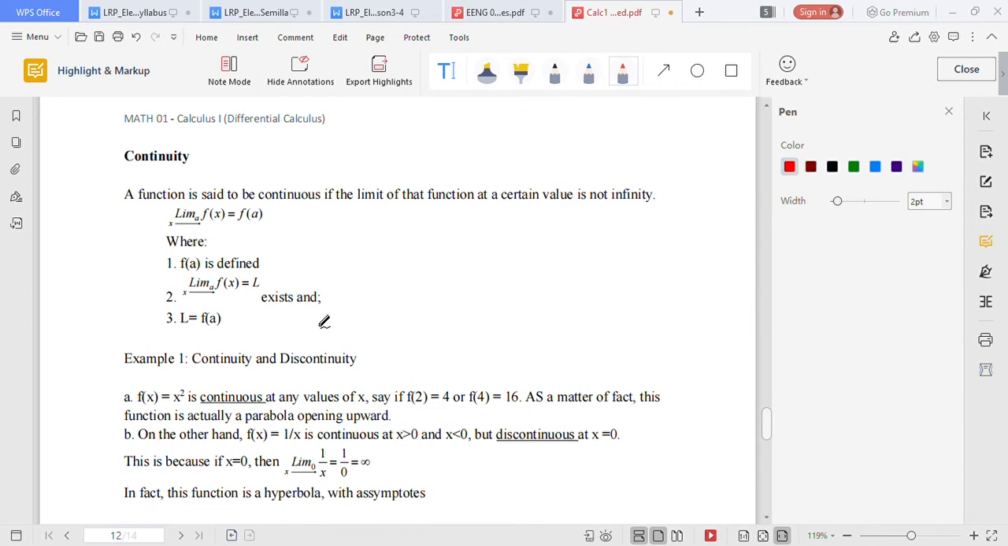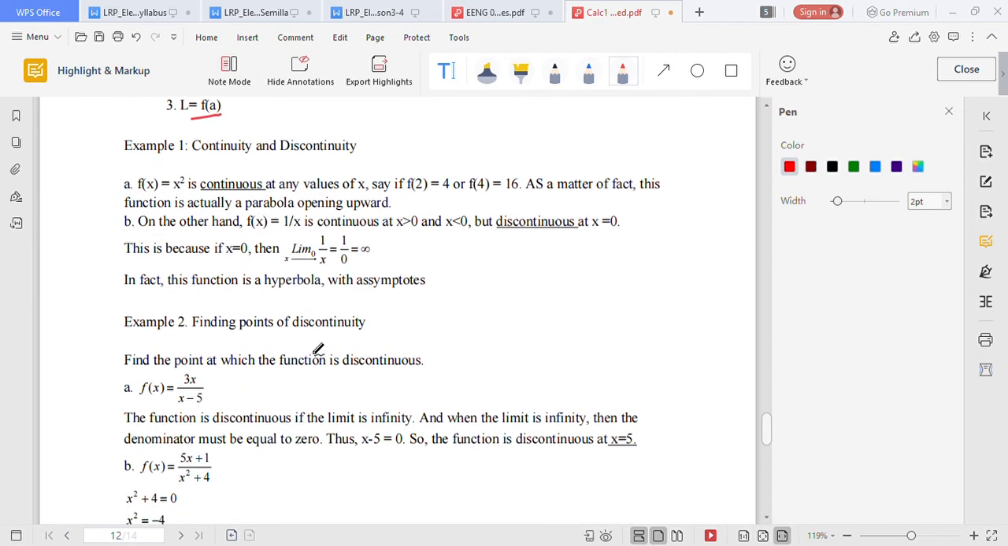So now we move to continuity. A function is said to be continuous if the limit of that function at a certain value is not infinity, so it can be determined. So we have the limit of f of x as x approaches a is actually f of a. And f of a here is being defined, and the limit exists, and the limit is also equal to the function of a, which is the function of the value being approached.